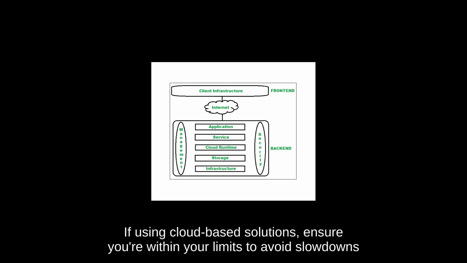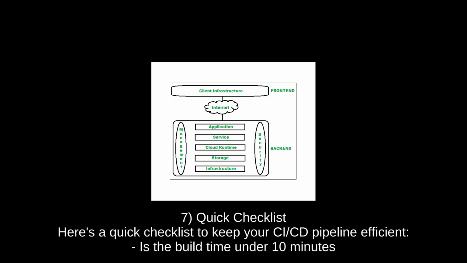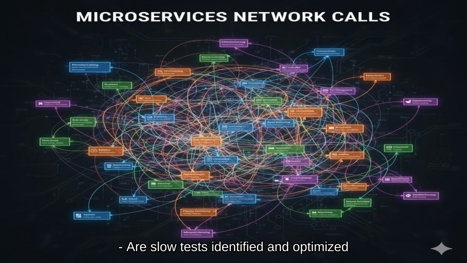Quick checklist: here's a quick checklist to keep your CI/CD pipeline efficient. Is the build time under 10 minutes? Are slow tests identified and optimized? Are tests running in parallel? Is there immediate feedback for build failures? Is documentation up to date?